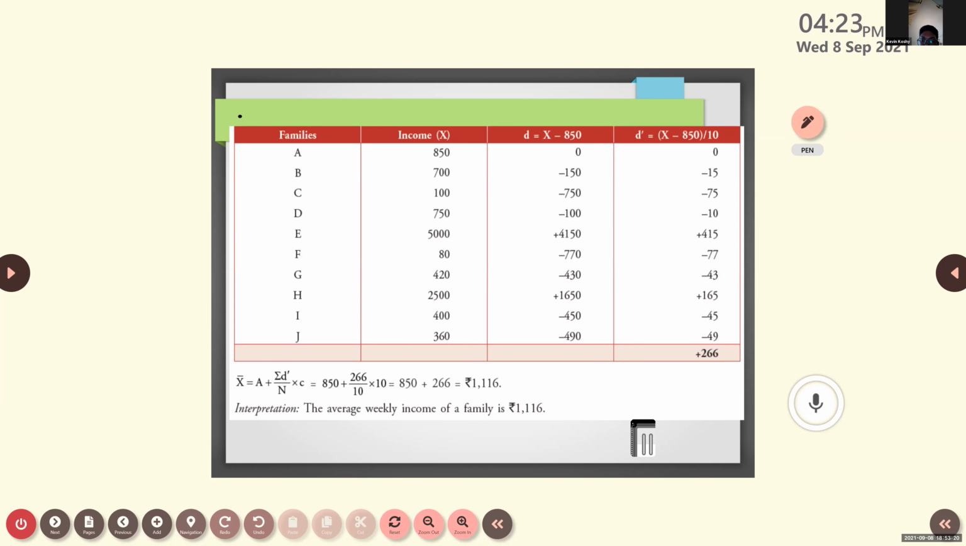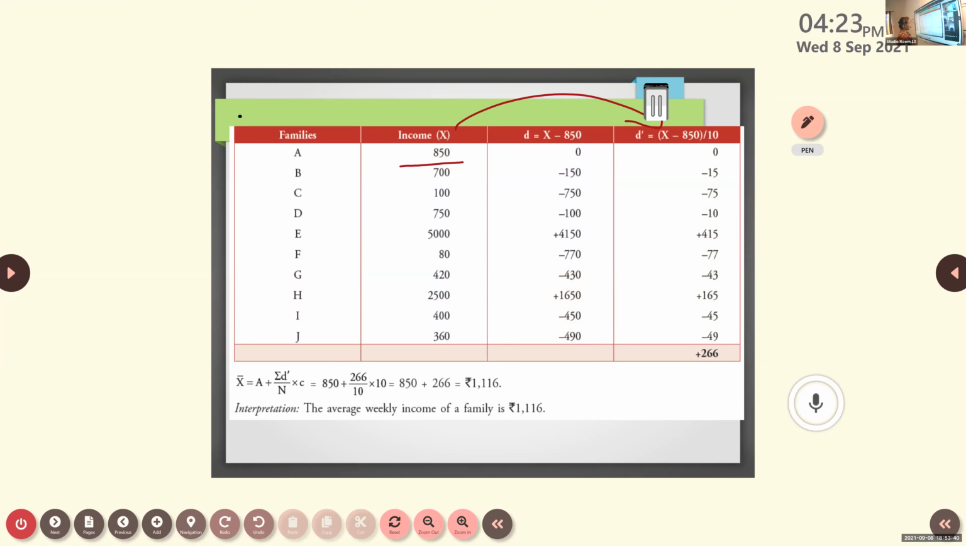Ma'am, first we should find A. Okay, correct. First you should find assumed mean. Okay, so in this assumed mean is decided. Then next step, we can go to this directly. Okay, there is no problem in that, but you have to write D dash.